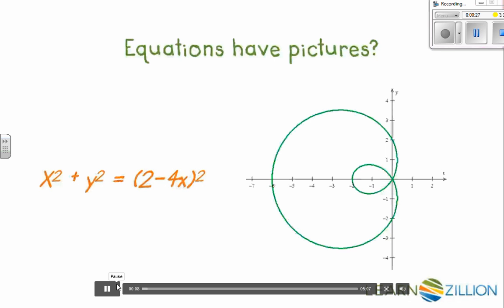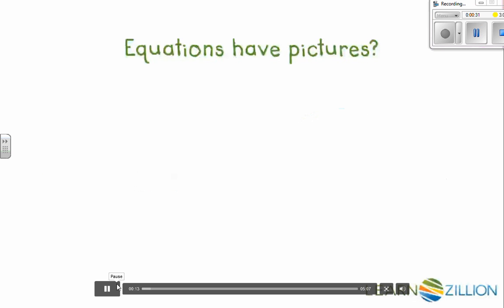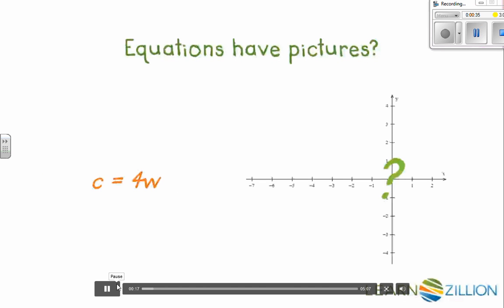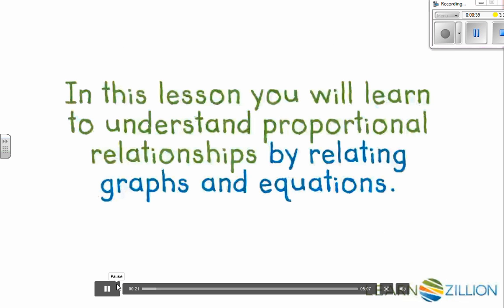Here's a picture. You might study why this equation is this picture in high school. But for now, let's look at a simpler equation like this. What kind of picture does it have? In this lesson, you will learn to understand proportional relationships by relating their graphs and their equations.